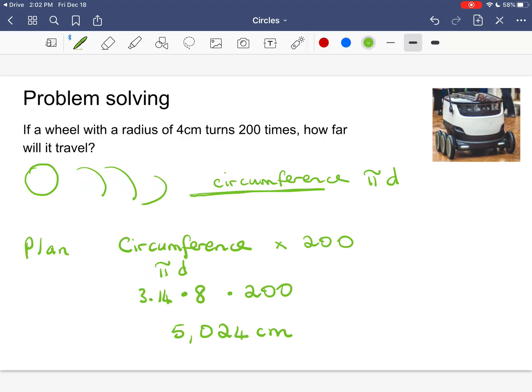So the first thing when you get a problem solving question related to circles is to ask yourself, are they asking for circumference or area? And then once you know which, decide what's your plan going to be to solve this. And the answer is 5,024 centimeters.